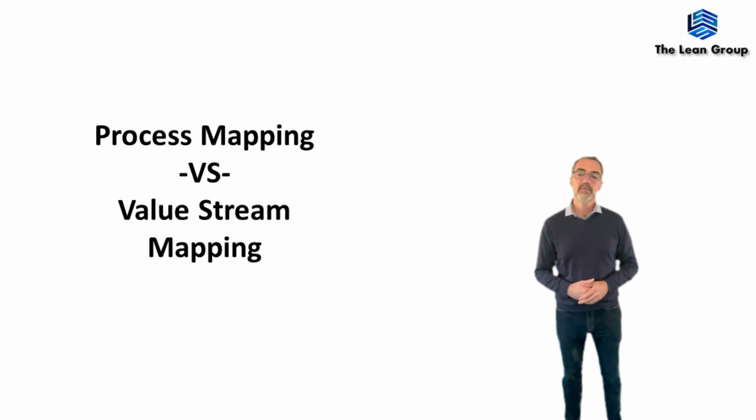Hello, I'm Mikhail Henning. Today we're going to talk about the differences between value stream mapping and process mapping, otherwise known as process flow charts, which is one of the 7 quality tools of Lean Six Sigma.